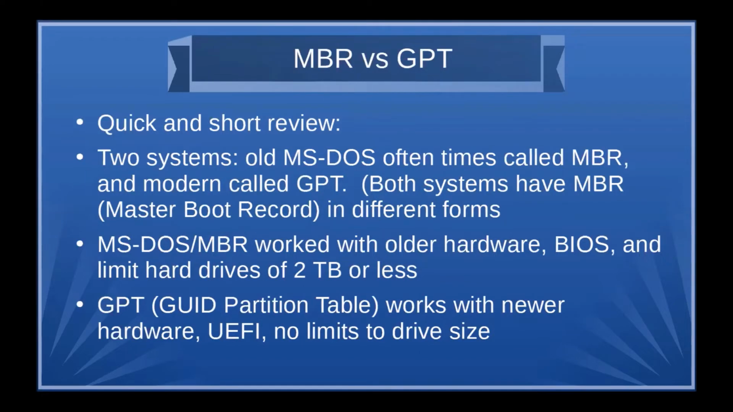Now, the MS-DOS MBR is what came in the beginning. It works on the older hardware, computers that still have BIOSes and not the new UEFI. And it has a limit, because back in those days we never even imagined that we would have a double terabyte hard drive. But it can work on up to 2 terabytes. If you've got more than 2 terabytes, you've got to go with the newer one.